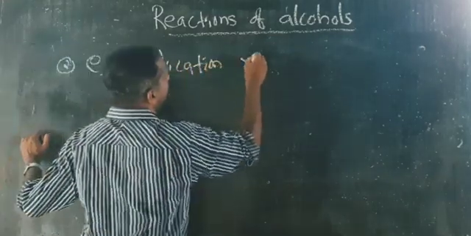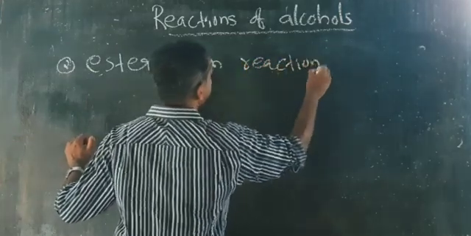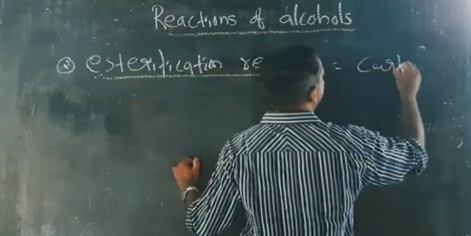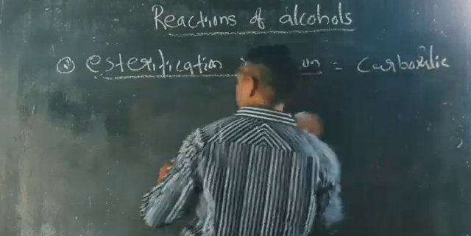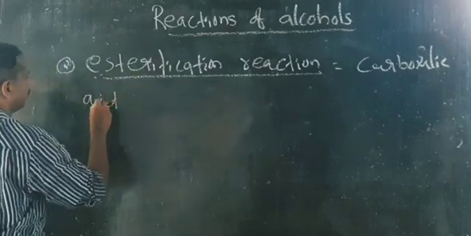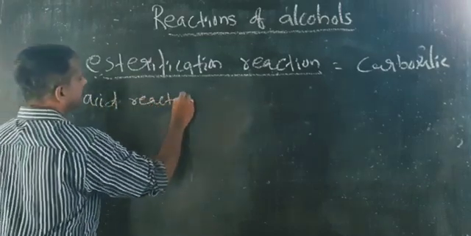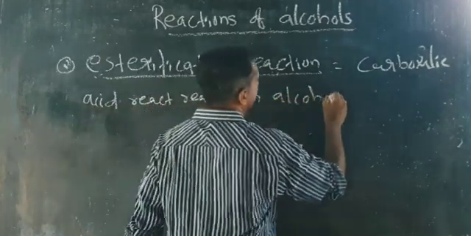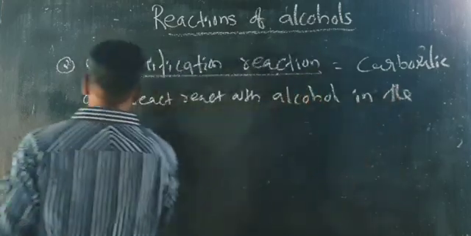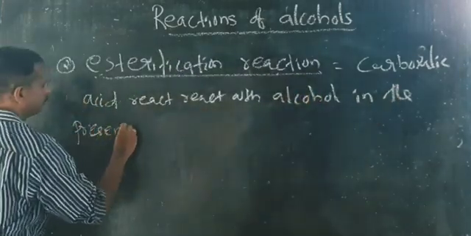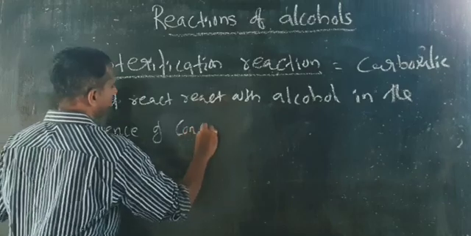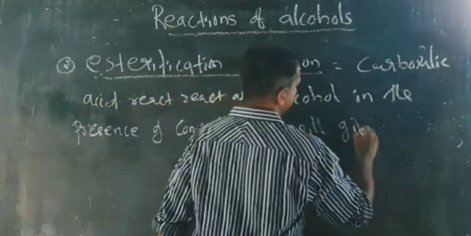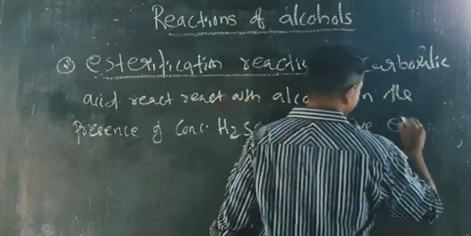Esterification reaction. As you know very well, what do you mean by esterification reaction? Carboxylic acid reacts with alcohol in the presence of concentrated H2SO4. Concentrated H2SO4 will give ester.